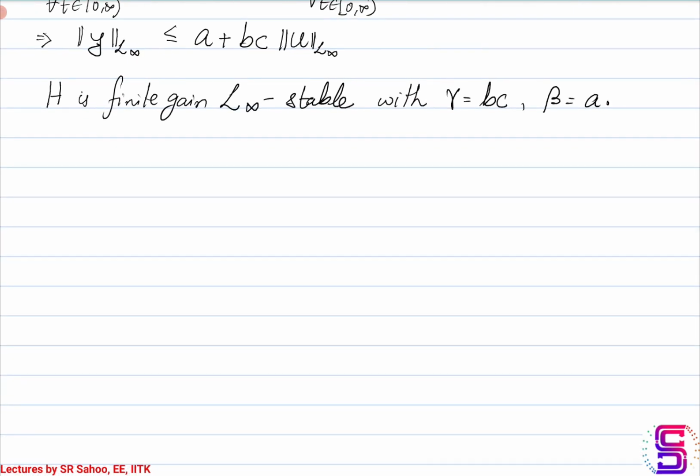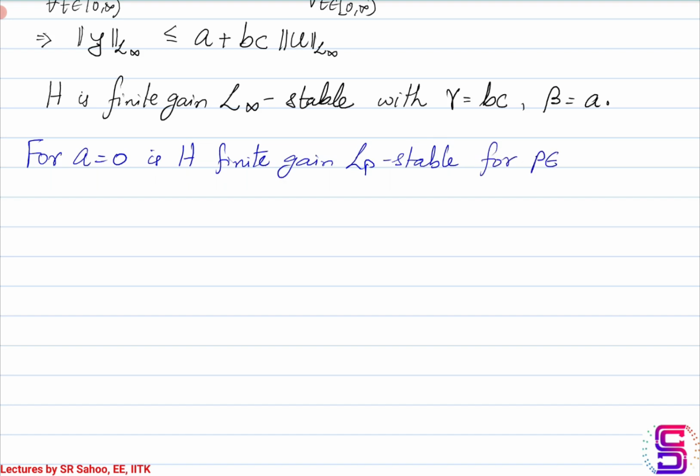Now let's see whether it is going to be finite gain LP stable when p is between 1 and infinity but not infinity. For that, let us see when a is 0. So for a equal to 0, is H finite gain LP stable for any p in the range 1 to infinity, excluded?